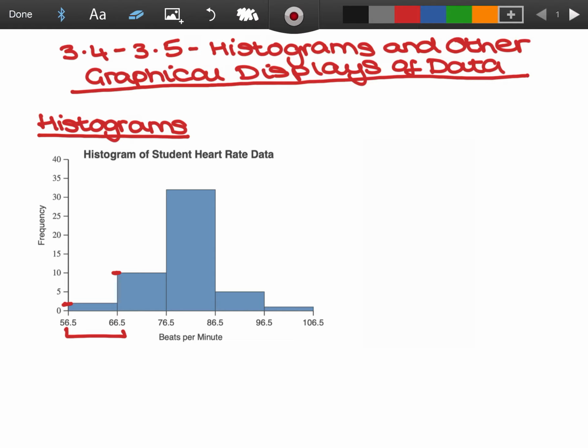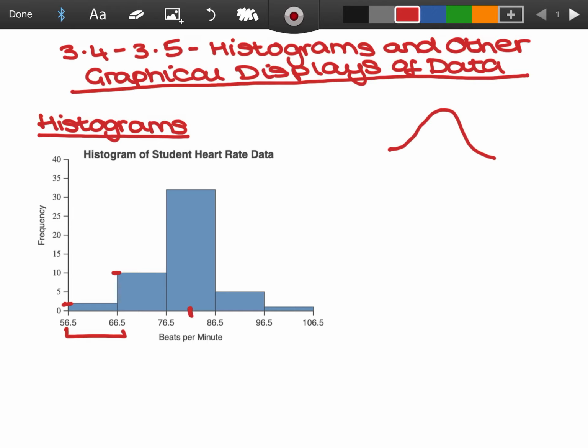We can see that this is pretty symmetric. It follows this kind of pattern. So we would know that our 50% mark would probably be somewhere in this class. So our midpoint is somewhere between 76.5 and 86.5. That's why we like histograms. We can get a rough estimate for the center of the data.